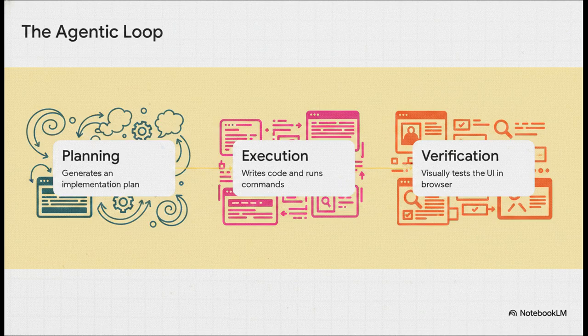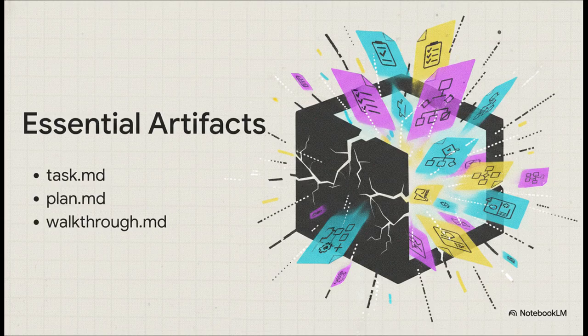Antigravity uses a built-in browser subagent to literally open up a web browser, navigate through the UI it just built, and visually verify its own work. It even takes screenshots to prove to you that it's working. Wild, right? Now, you might be wondering, doesn't this just feel like a massive black box? Well, to keep you in the loop, the agent generates what they call artifacts. These are permanent, version-controlled markdown files that document its entire thought process.